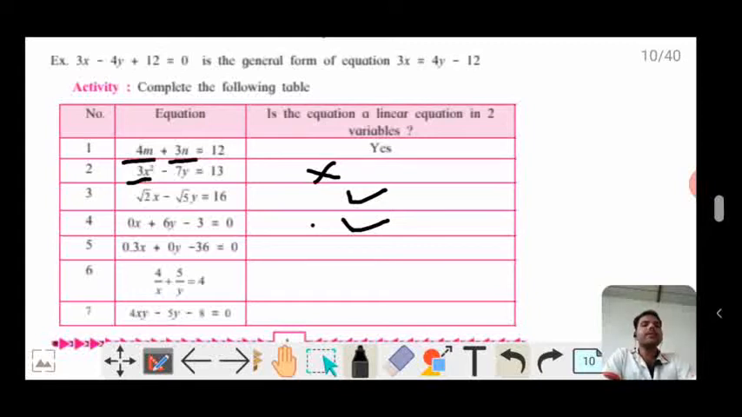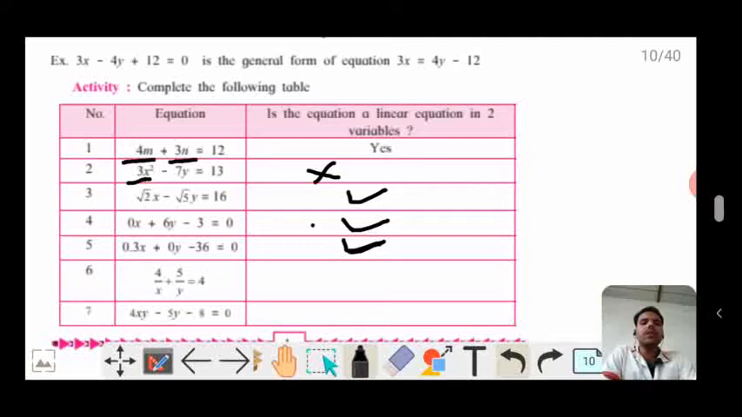In the next example, 0.3x plus 0y minus 36 is equal to 0. Both the terms have the power of the variables 1. So we can say this is also a linear equation in two variables. So let's see example number 6.